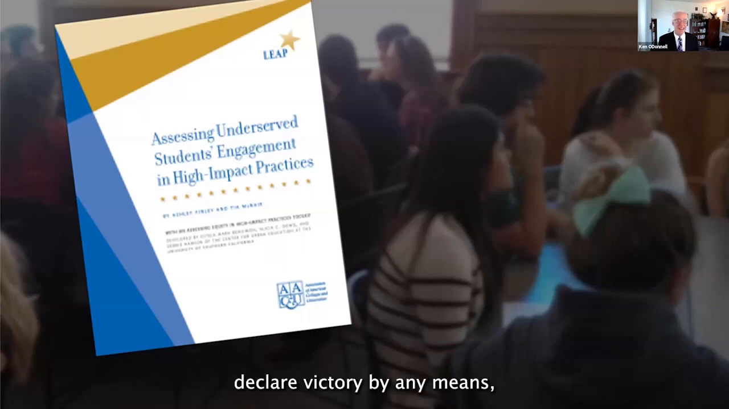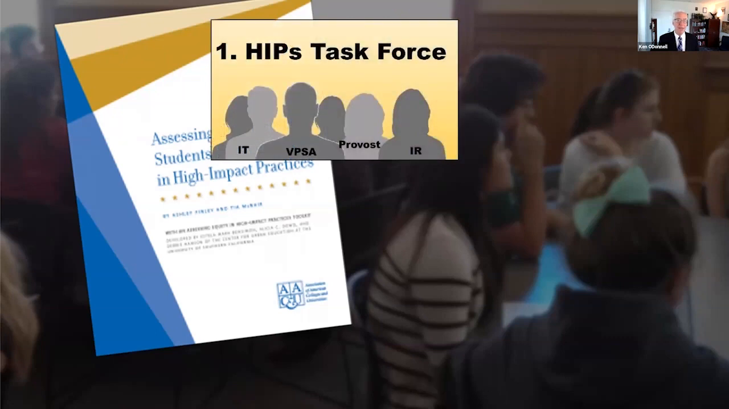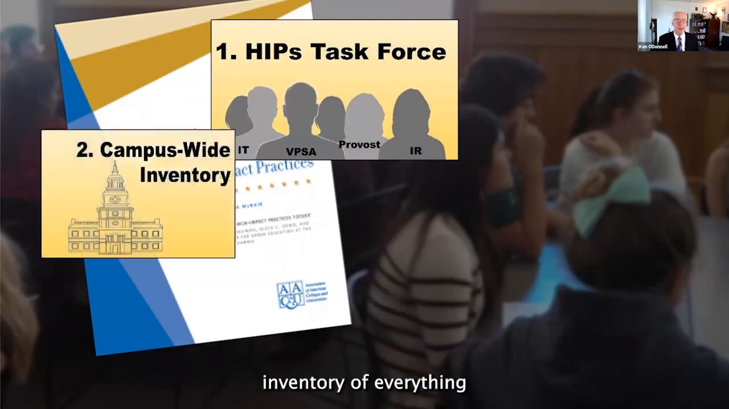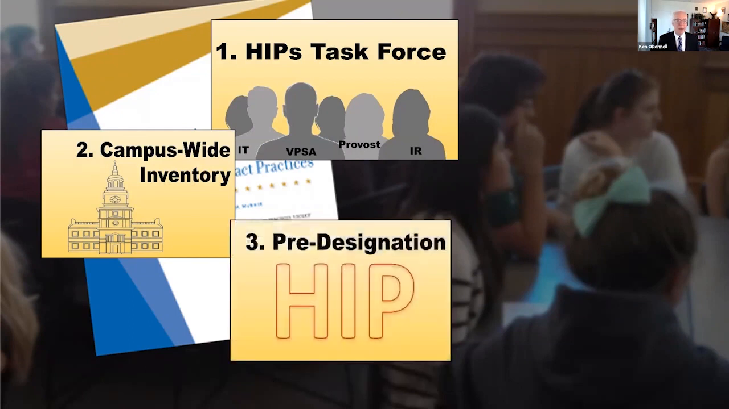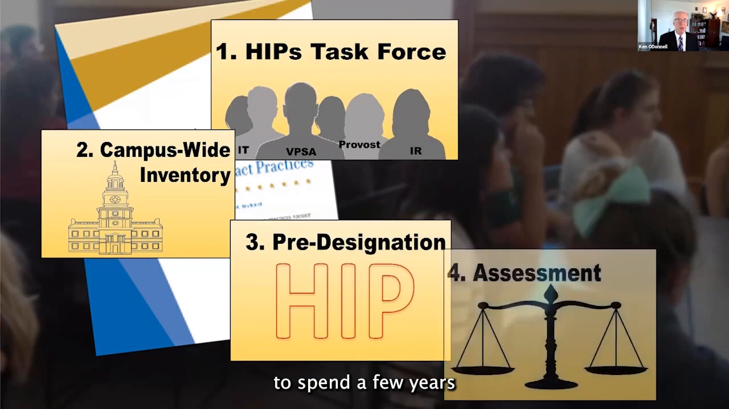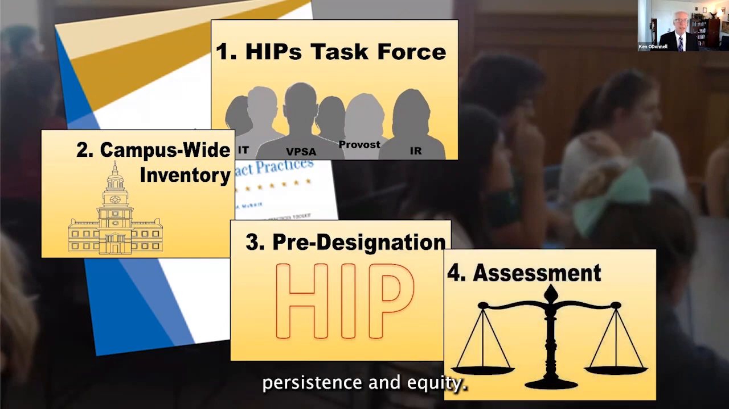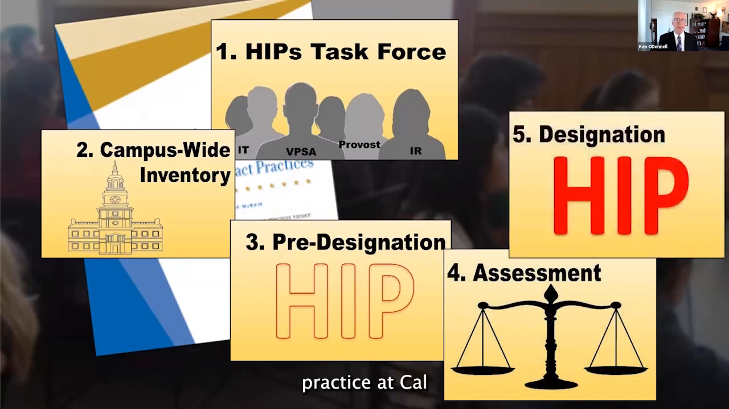I don't mean to declare victory by any means, but we are bringing together a HIPS task force that includes some campus leadership. We're doing a comprehensive inventory of everything on the campus that might be a HIP. And then we're asking the group, who are the likeliest suspects to actually be accessible for the outcomes that Jillian named? And those we will designate only a pre-HIP. You have provisional approval. And then we're going to spend a few years assessing it for things like learning, persistence, and equity. And only the handful that pass all those tests will actually be called a high impact practice at Cal State Dominguez Hills.